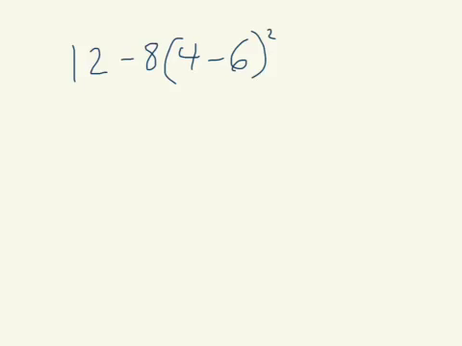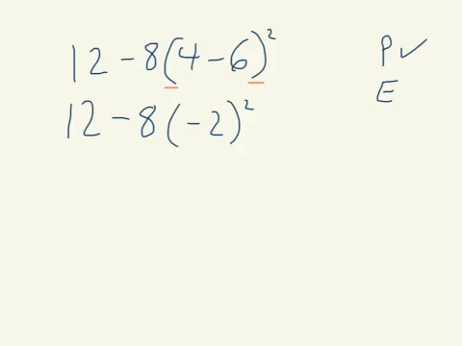The first one, P, parentheses. I see some parentheses here. We better do our parentheses. There they are, right there and there. So we must do the parentheses. A good way to do algebra is you keep writing everything that's there, and 4 minus 6 is negative 2. Okay, so parentheses, check. Next we look for exponents, and there's also an exponent, the 2.